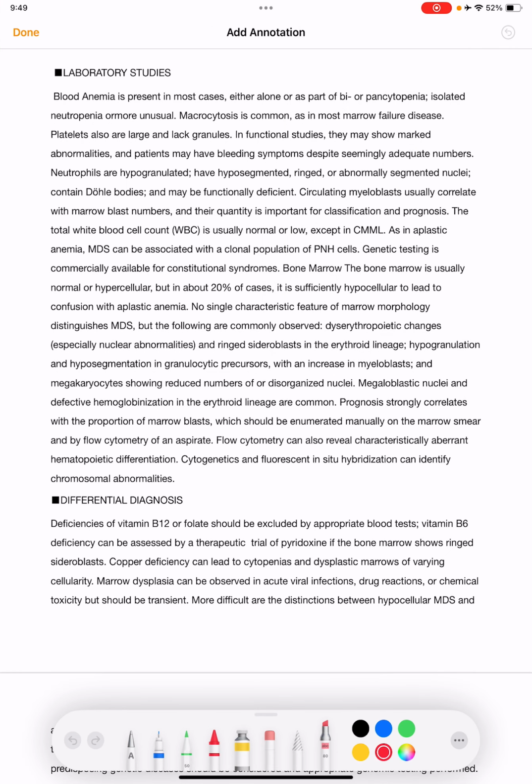Continuing myelodysplastic syndrome, the laboratory studies. In laboratory studies, anemia is present in most cases, either alone or, if you do a peripheral smear, as bicytopenia or pancytopenia. Isolated neutropenia is more unusual.